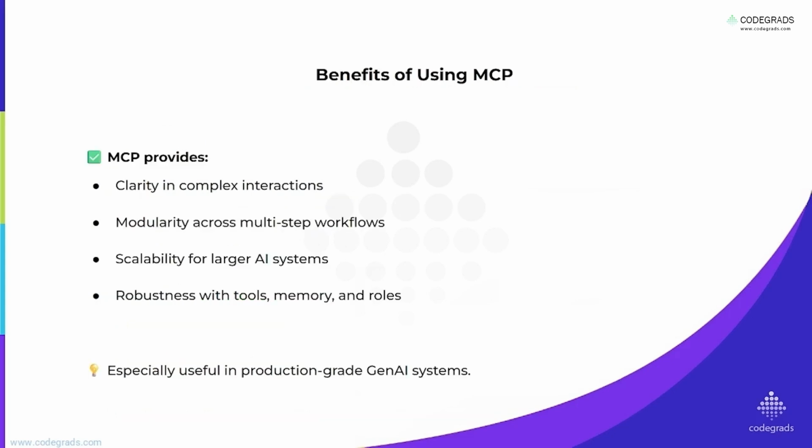Now, the benefits of using MCP. MCP provides clarity in complex interactions. It also provides modularity across multi-step workflows. It is scalable for larger AI systems. It has robustness with tools, memories, and roles. In the case of consistent memory, it keeps track of what happened across each step, and it has smarter tool use. It tracks tools used and their outcomes. For long-term reasoning, it builds knowledge over time. And for easy debugging, developers can inspect structured state. For framework compatibility, it works with LangGraph, CrewAI, and others. Now, it is especially useful in production-grade agentic systems.